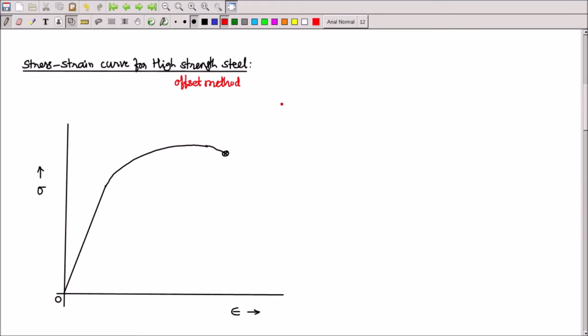How it is obtained is, on the x-axis, 0.1% or 0.2% strain is taken. Along the strain axis, I am measuring 0.1% or 0.2% strain. After measuring this, a straight line is drawn from that point. So from this point, I am drawing a line parallel to the initially drawn line, and that straight line, you observe, is intersecting the stress strain curve at this point.